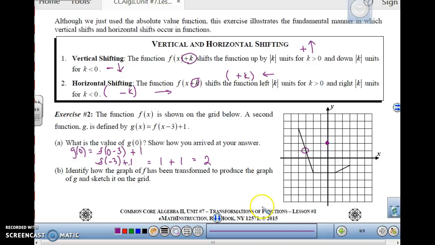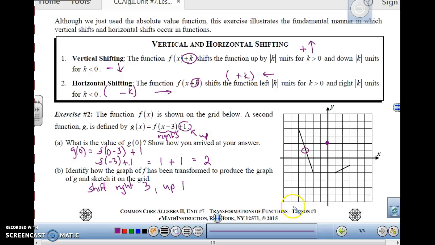Okay, now let's identify how the graph of f has been transformed to produce the graph of g and sketch it on the grid. Okay, so f of x minus 3, which way is it going to shift, left or right? Well, it's x minus 3, so it's going to shift right 3, and then since it's plus 1, this is going to be up 1.